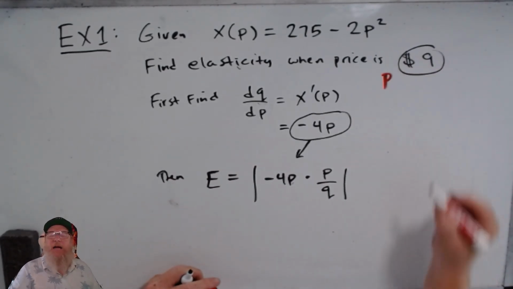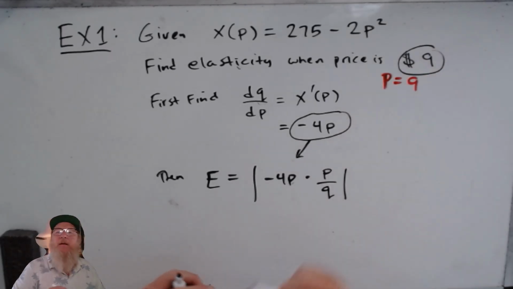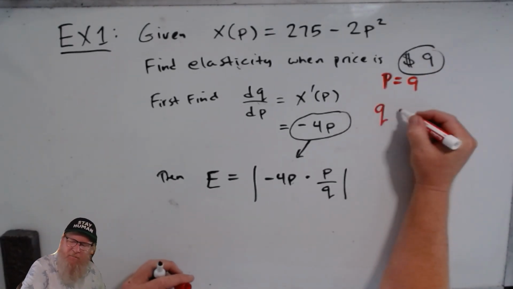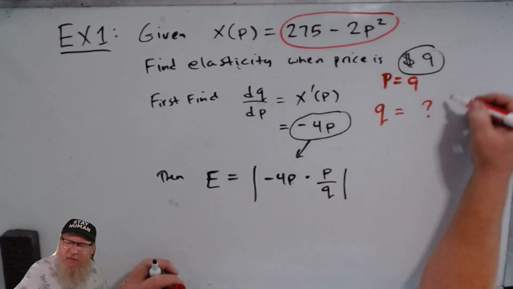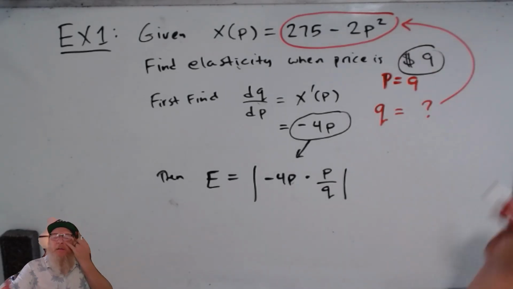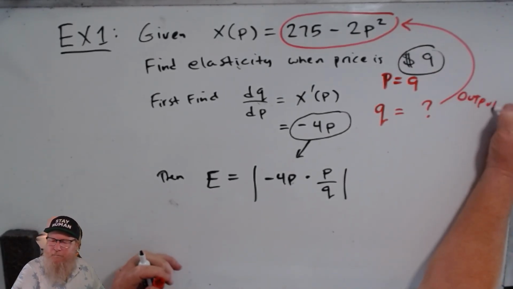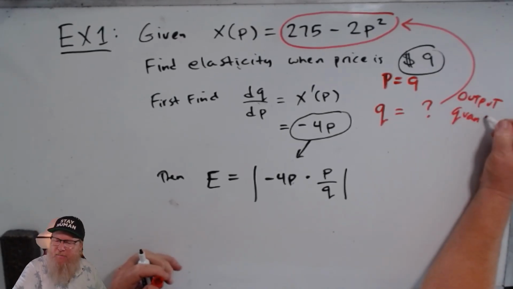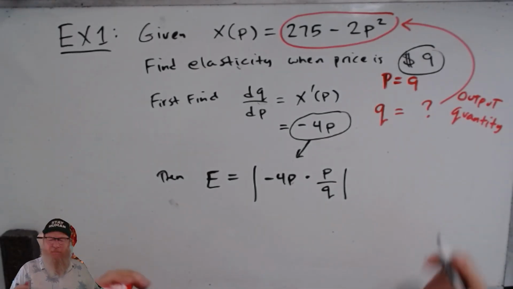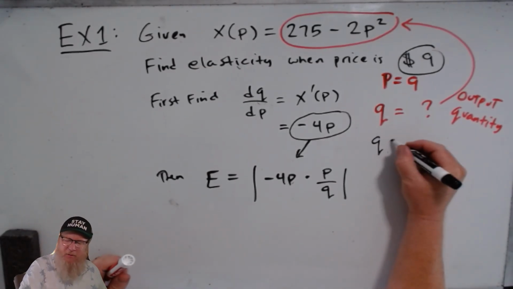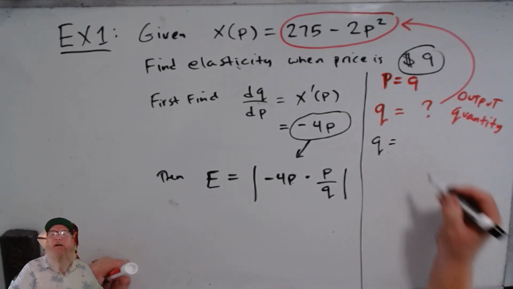So P is 9. All right, we need Q. Right. Q is just the output quantity. All right, so the output quantity is Q. So we got Q is, I'm just doing a little scratch work here.